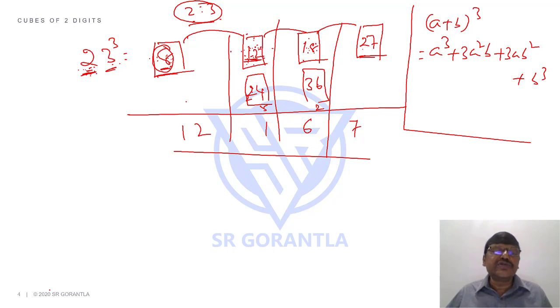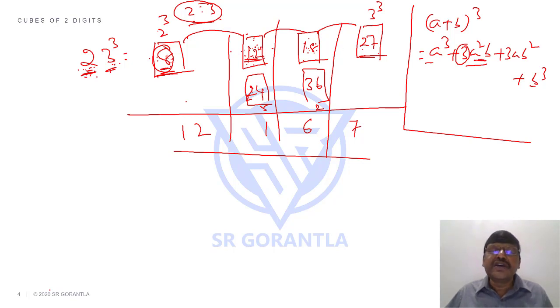Similarly, students, when I ask you something, a number in the form of (ab) cube, the first place is a cube, 2 cube. This is 2 cube. The last number is b cube. This is 3 cube. Students, then I need 3a square b. The 3, forget about for some time.